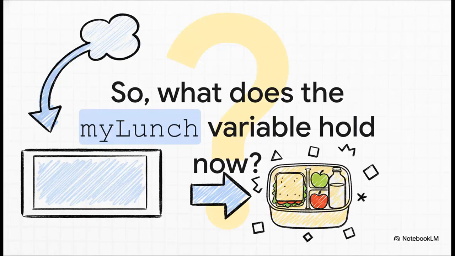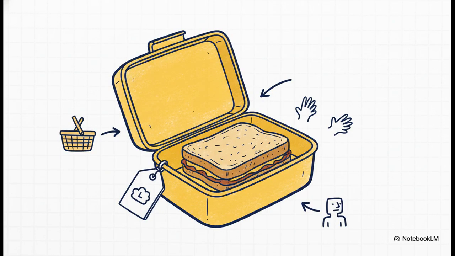So let's just stop and think about that for a second. We ran the function, we stored the result in that variable. What is my lunch now? What does it actually hold? Well, it holds the finished sandwich. That my lunch variable is our wheat and peanut butter sandwich. It now contains the complete result of our function's work. And now we can take this lunchbox and use it anywhere else we need to in our program.